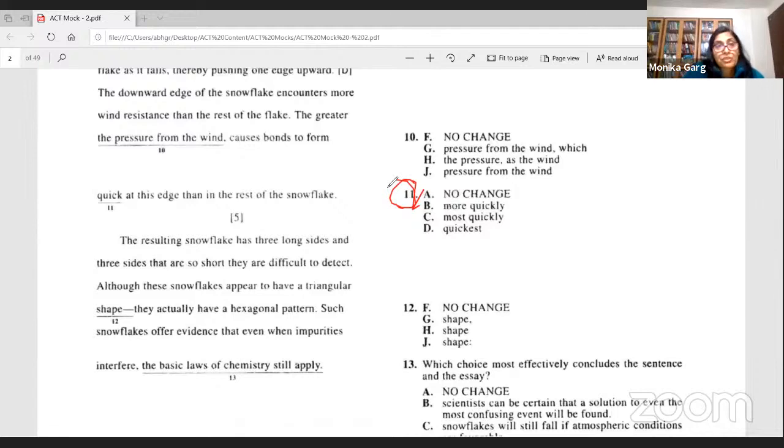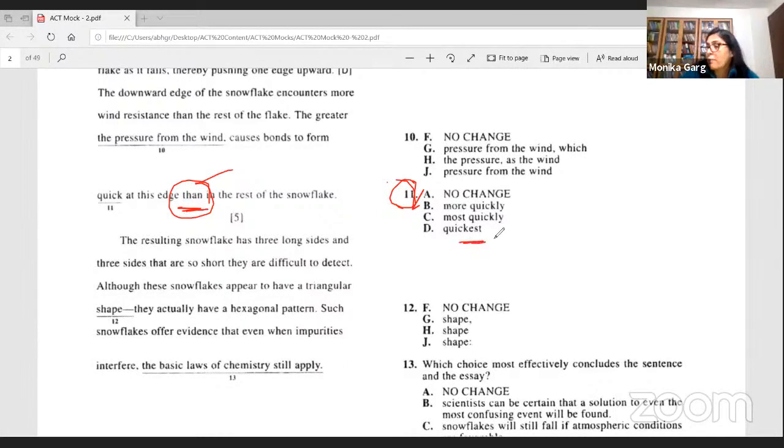The greater the pressure from the wind causes bonds to form quick at this edge than. Can you see a than here? Than means you're comparing the two things. So than tells you it has to be in comparative form. Now, if you look at the options, though this sentence is a bit awkward when you read it without correcting question number 10, but anyways, if we read only this part of the sentence, we can see you have a than here, which is comparative.